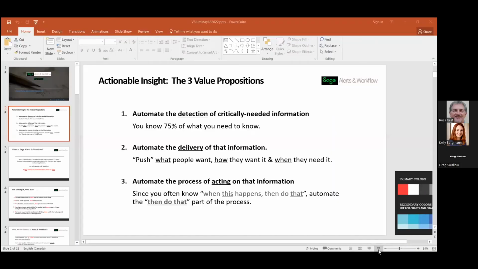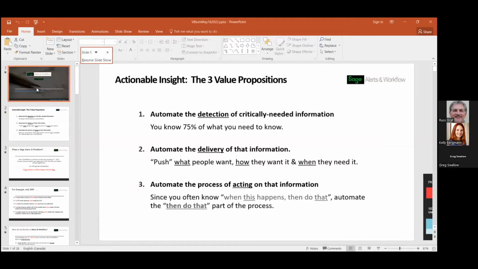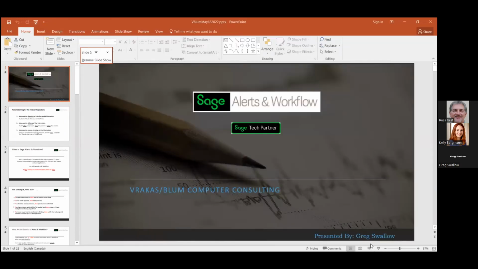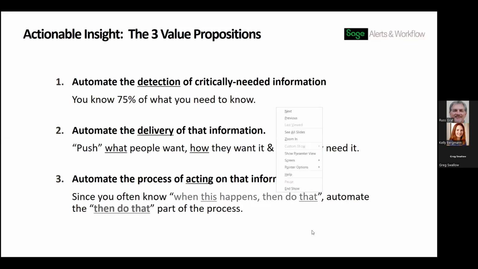I'm just going to do this and then do this. And I should be on main screen here. Oops. Yeah. Can you confirm you can see that screen? I see the 3 value props. Perfect, perfect. First, thanks very much, Russ.